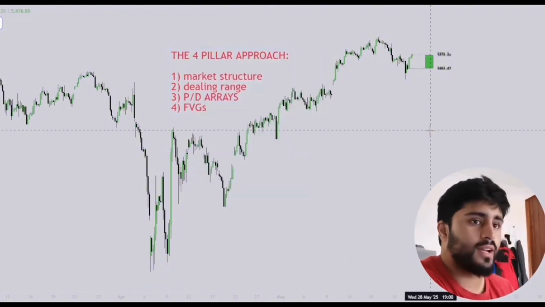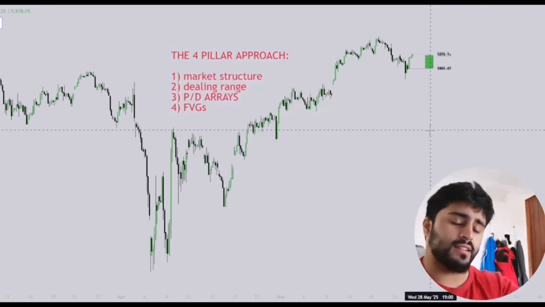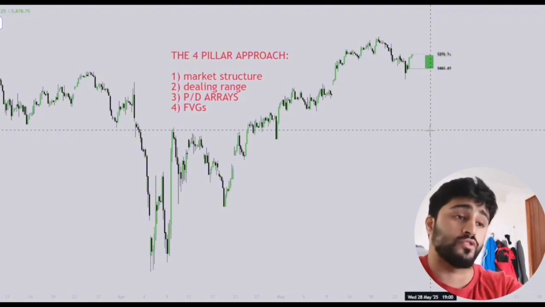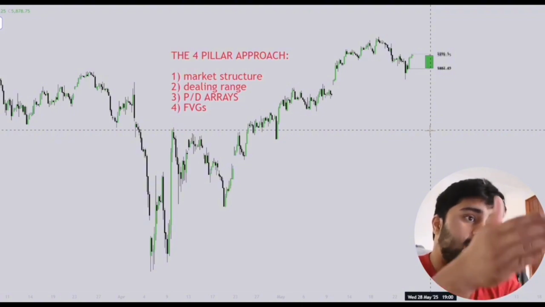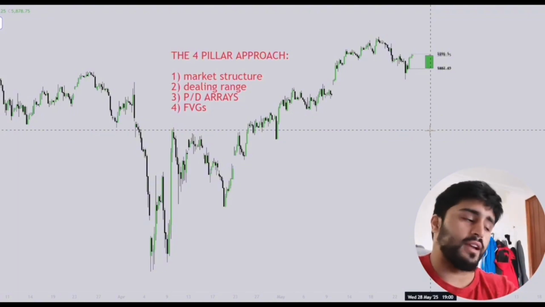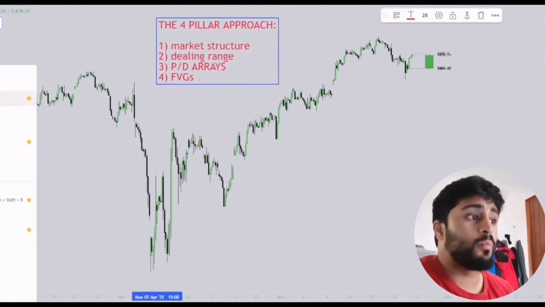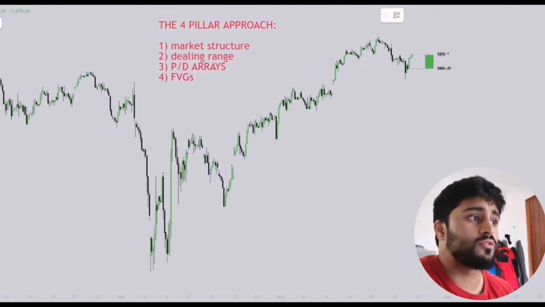And the main thing you want to understand with this 4-pillar approach is that it's kind of like a domino effect. Market structure will lead on to the dealing range, will lead on to the correct premium and discount arrays. And from that, you can then identify fair value gaps. And the reason we identify fair value gaps is that they lead us to what we call points of interest, so they lead on to POIs.